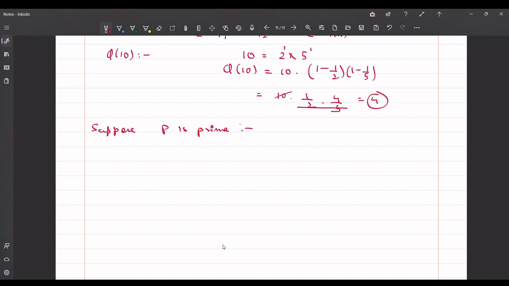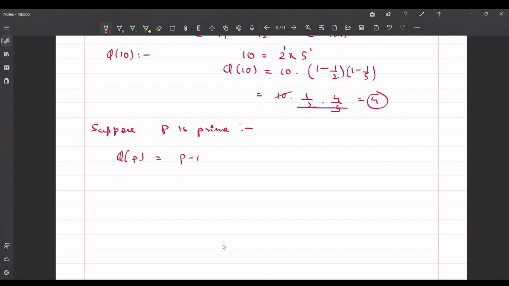So the thing is that, what are the co-primes of a prime number? So every natural number, every positive integer below P or till P minus 1 will be co-prime to P, because they don't share any factor with P, right? So what must be the value of phi p? So it must be p minus 1.